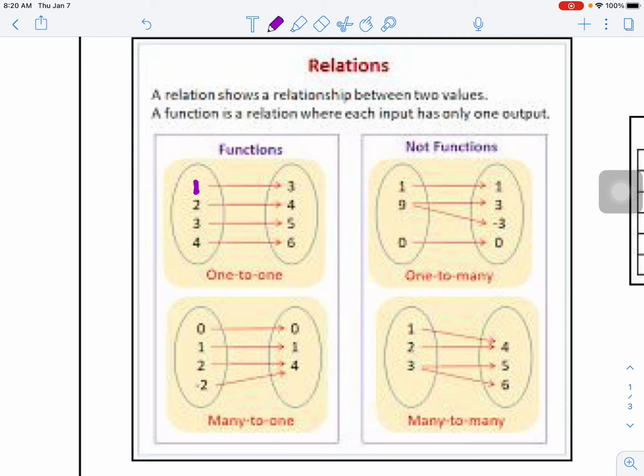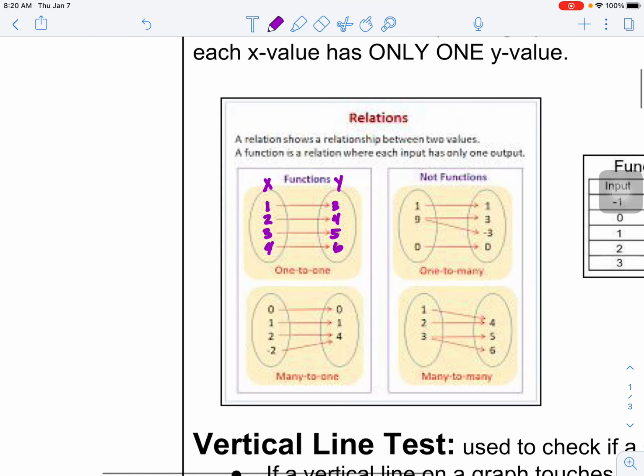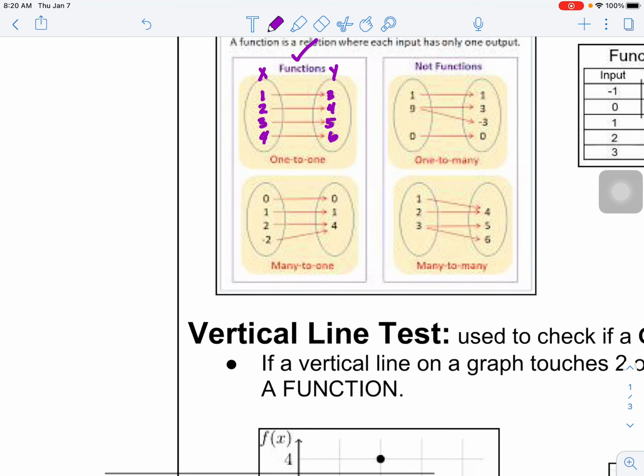In this function, when the input is 1, the output is 3. When the input is 2, the output is 4. When the input is 3, the output is 5. When the input is 4, the output is 6. So each one of these x values goes to a different y value. So that would make it, yes, a function, right? That's why this is the function side.